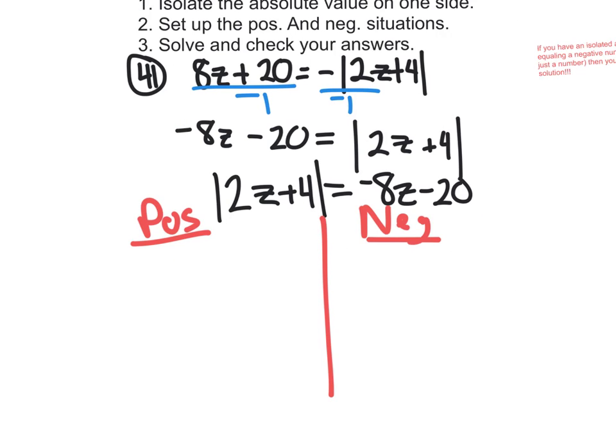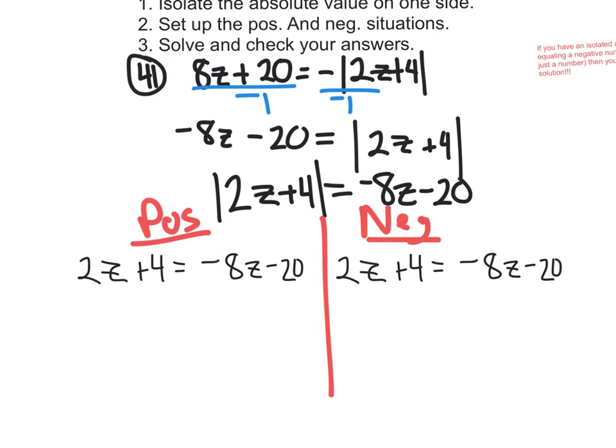The positive situation is to rewrite it without the absolute value sticks. And there it is. I rewrote it exactly the way it is, exactly what I see here, but without the absolute value sticks. I took the absolute values off. Identical: negative 8z minus 20. Now for the negative situation, the only thing I want to do is change the right side of this equation. So I am going to change these signs over here. For the negative situation, I change the signs on the right-hand side, make that a plus, make that a plus, and now I'm ready to go.